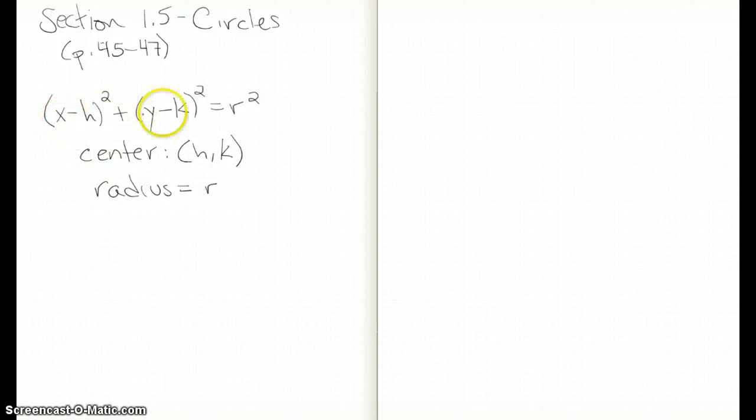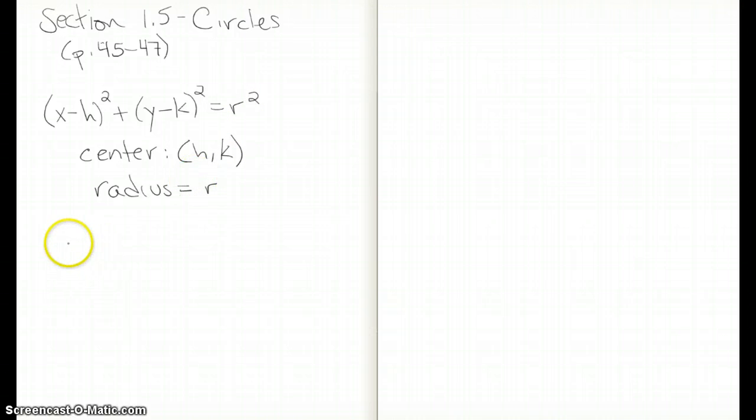A special kind of an equation right here: (x - h)^2 + (y - k)^2 = r^2. And remember that with this equation for a circle, we know that the center is the ordered pair (h, k) and the radius is r. Again, remember it's not r squared that's the radius, it's just r.